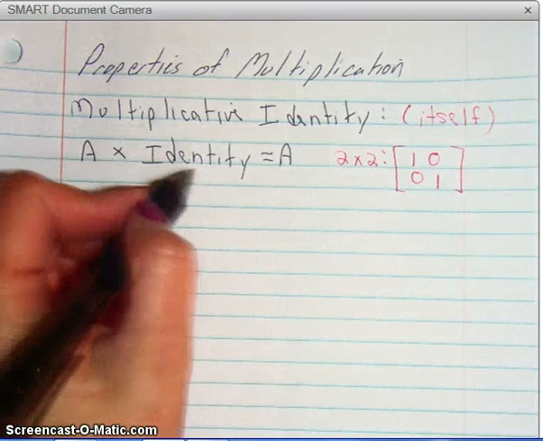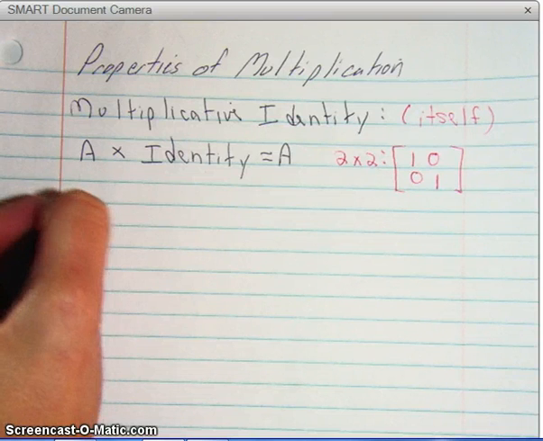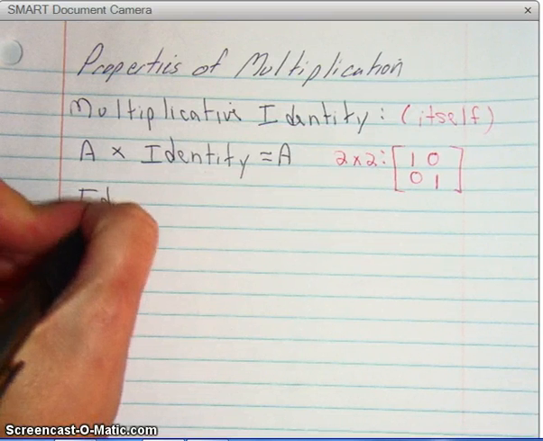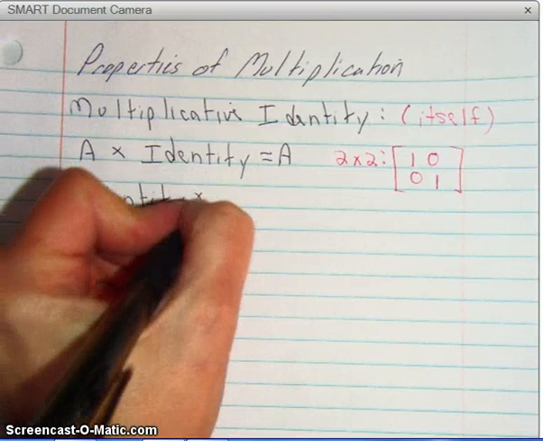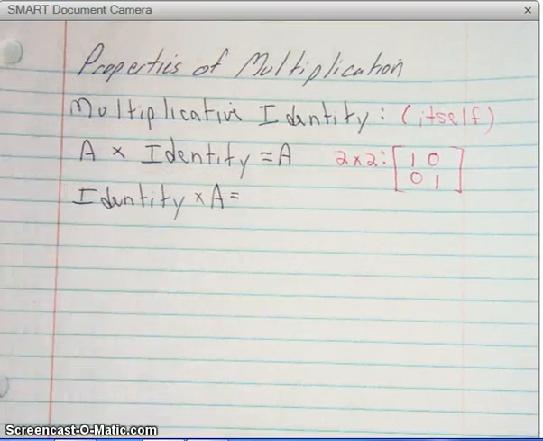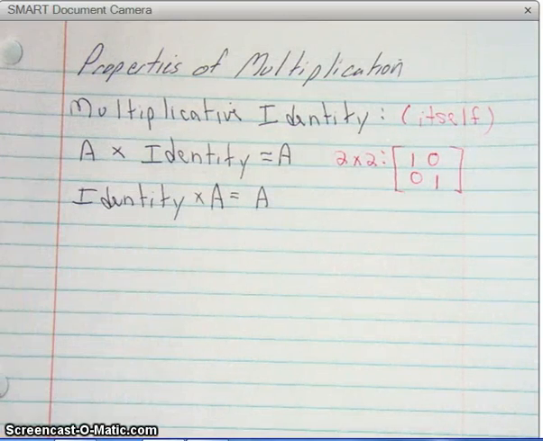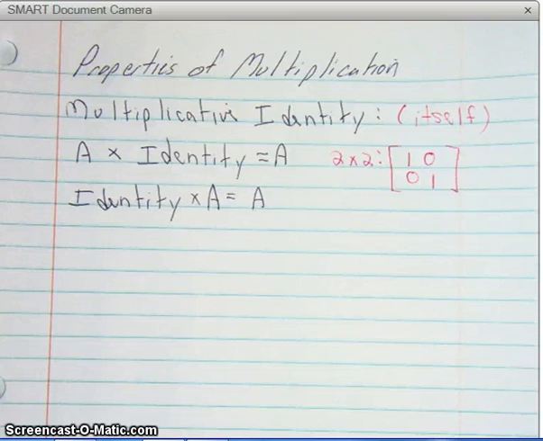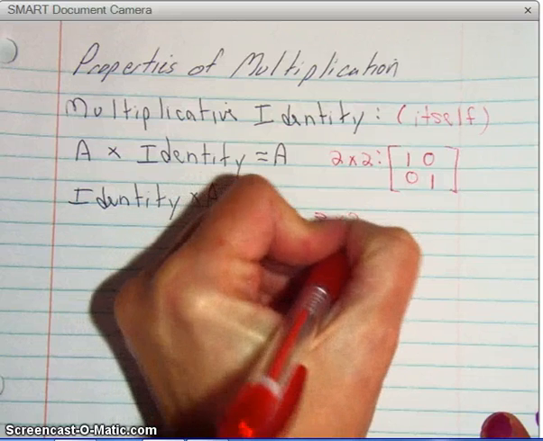Okay. For the multiplicative identity, the commutative property is true. If I take the identity times A, I will also get A back. The other one that they might throw at you guys is the 3 by 3 identity.